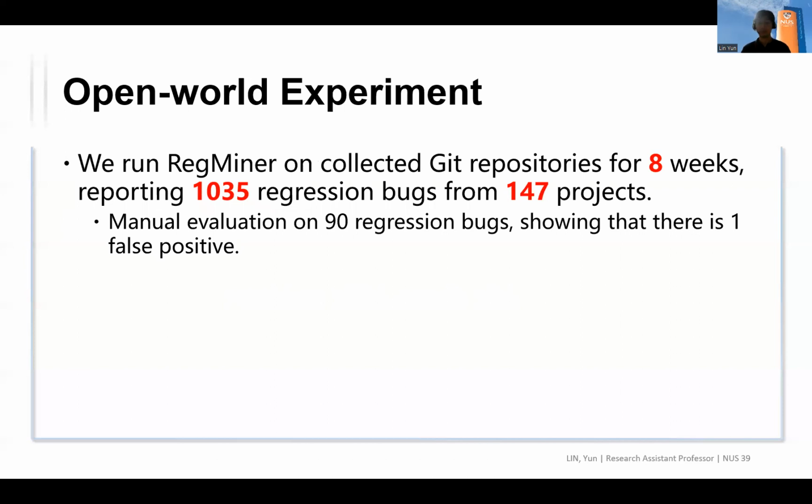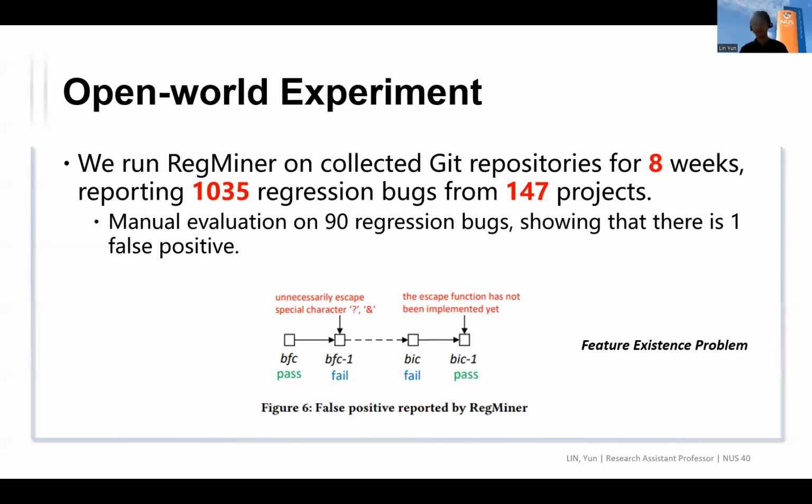In the open world experiment, we run RegMiner on a set of collected Git repositories for 8 weeks. RegMiner reported 1,035 regression bugs from 147 projects. We manually evaluate 90 reported regressions, and it shows that there's 1 false positive. Our investigation of this false positive shows that the reference test case can sometimes accidentally pass the previous version, while the feature has not been implemented yet.